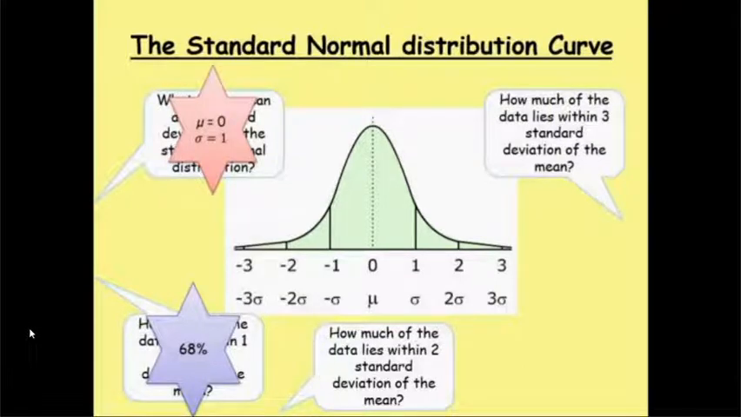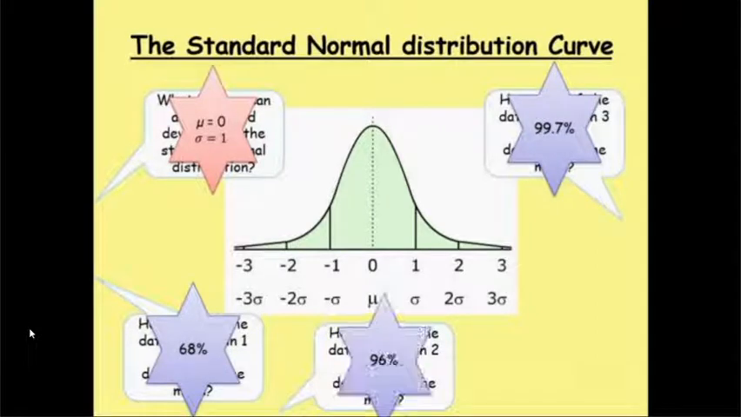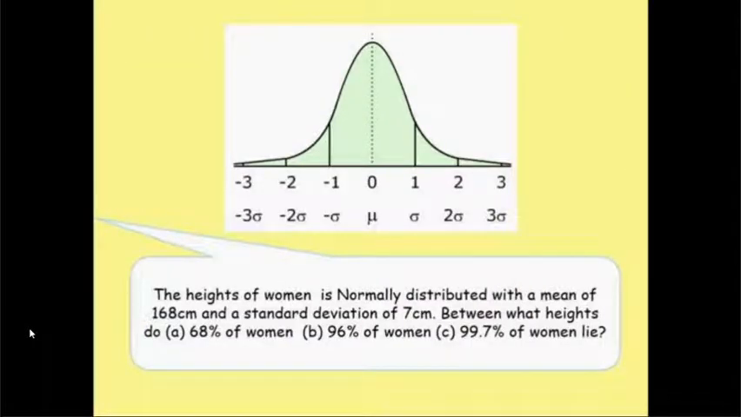Top right is 3 standard deviations, which is almost all your data, remember, which is 99.7%, and 2 standard deviations is 96%. Right, this curve is almost like your perfect normal distribution curve, with a mean of 0 and a standard deviation of 1. If we're comparing data, we want all our normal distribution curves to look like this, and it's a lot easier to compare.